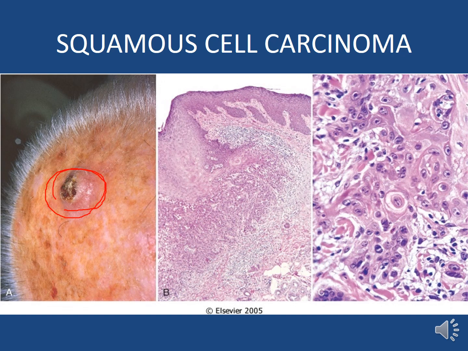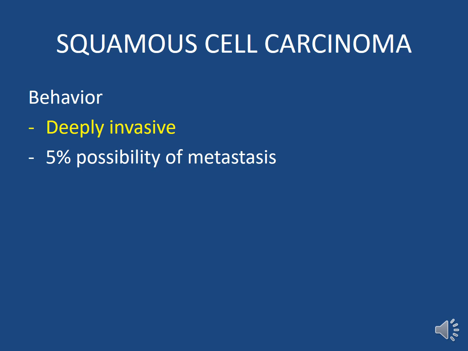Under the microscope, we will be able to see nests and sheets of malignant squamous cells infiltrating the dermis and sometimes even the subcutis. On high power magnification, you will be able to see the malignant characteristics of the squamous cells. This malignancy is highly invasive and has a possibility to metastasize later.